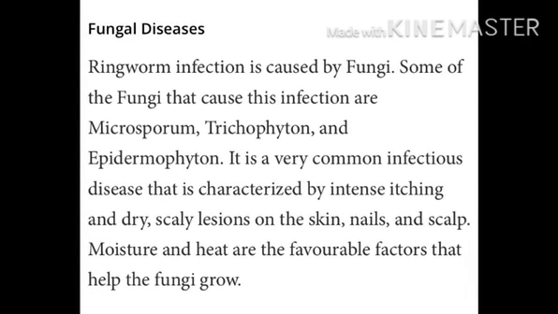Fungal diseases. Ringworm infection is caused by fungi. Some of the fungi that cause these infections are Microsporum, Trichophyton and Epidermophyton. It is a very common infectious disease that is characterized by intense itching and dry scaly lesions on the skin, nails and scalp. Moisture and heat are the favorable factors that help the fungi to grow.